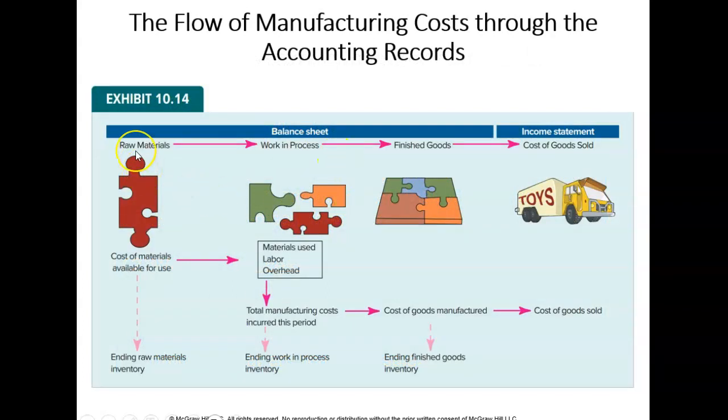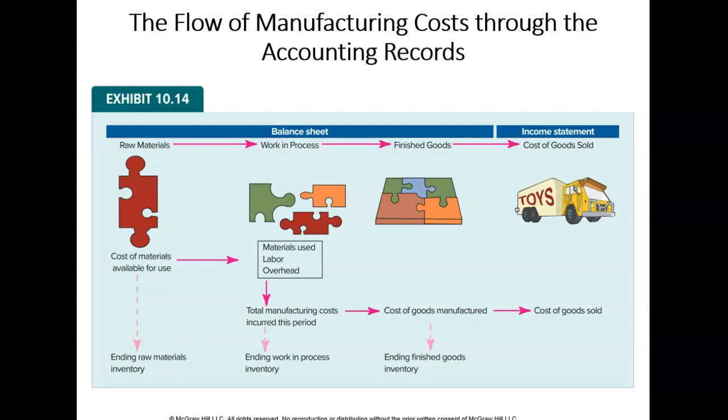So this exhibit is showing the raw materials. Then you move to work in process, then finished goods. And once the product is sold, you recognize your cost of goods sold. So you have the cost of material available for use. You can look at the material used, your labor, your overhead. So again, these three make up your product cost. Let's take a look at an actual example where this diagram will make more sense.